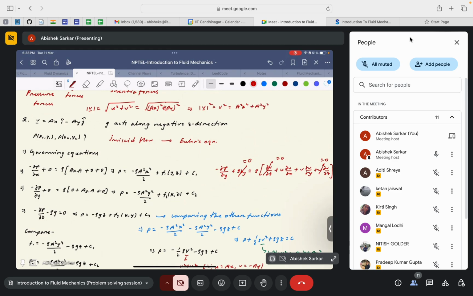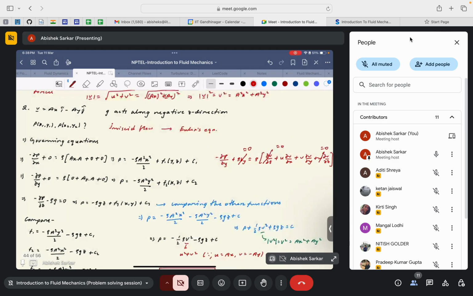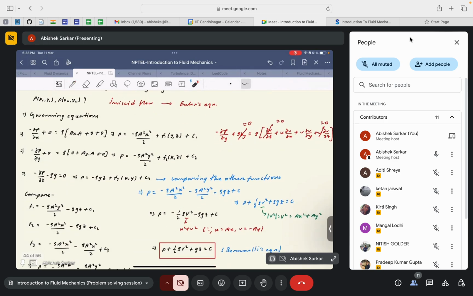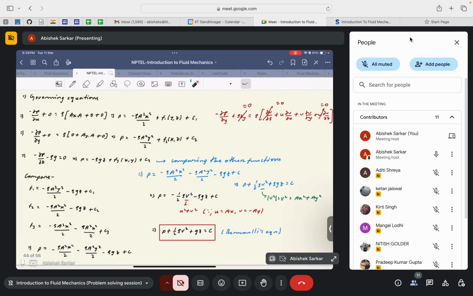I hope you knew it already, but I'm just revising it once again to remove any kind of confusion. So with this analogy, we can reduce this term to minus rho v square by 2. It will go to the right hand side and become half rho v square plus rho gz, which remains the same, and it will be equal to some constant. And this equation, P plus half rho v square plus rho gz equal to c, is a very, very famous equation in fluid mechanics. It's a very popular equation.